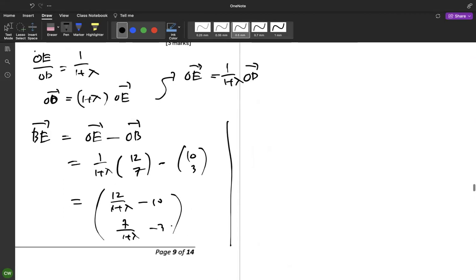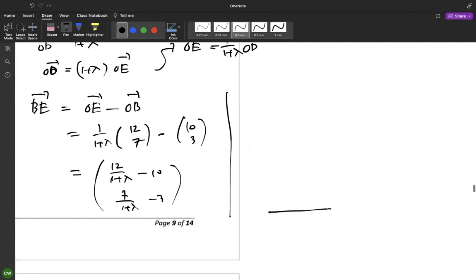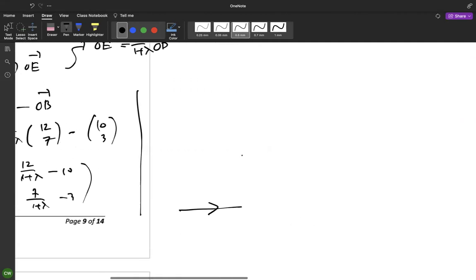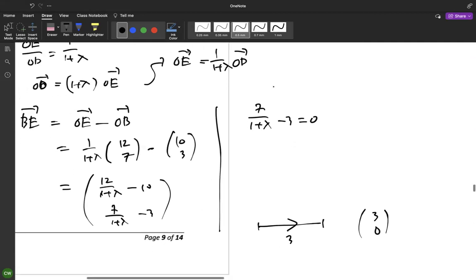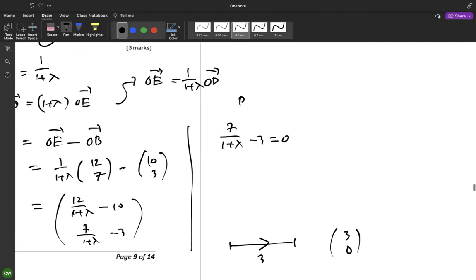If it's equal to something, it means it's moving this way, just like translation. So how do you move from here to here? Let's say this is 3. That means your translation is 3, 0. So if it's 3, 0 means 7 over 1 plus lambda minus 3 is 0. So what is the lambda? Why is it 0? Because the vector BE is parallel with the x-axis.